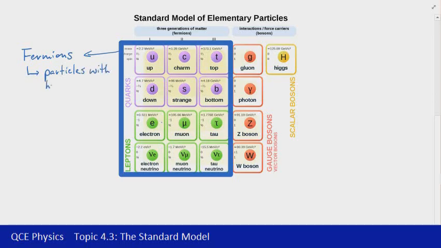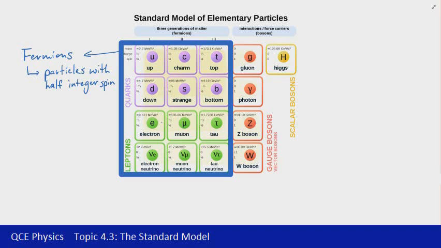So these particles have half integer spin. So there are other particles that have different spins associated with them. So the fermions are ones that have half integer spin. There are some fermions that are not elementary particles. So while it's true to say that all of these particles are fermions, it's not true to say that all fermions are elementary particles.